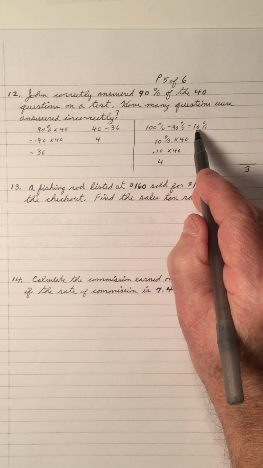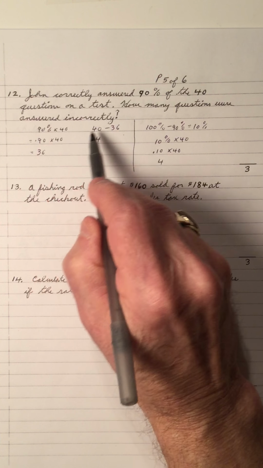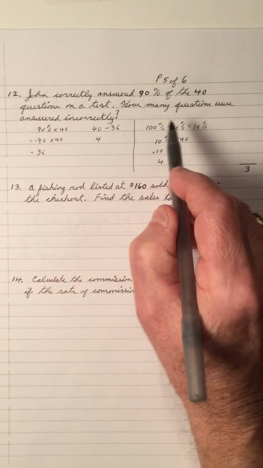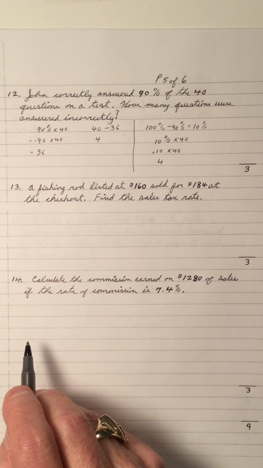So remember, 10% is the percent wrong. Over here, the 90% is what's correct. So you notice here you do the percent of the number and take it away. Here I subtracted the percent and worked on the number.